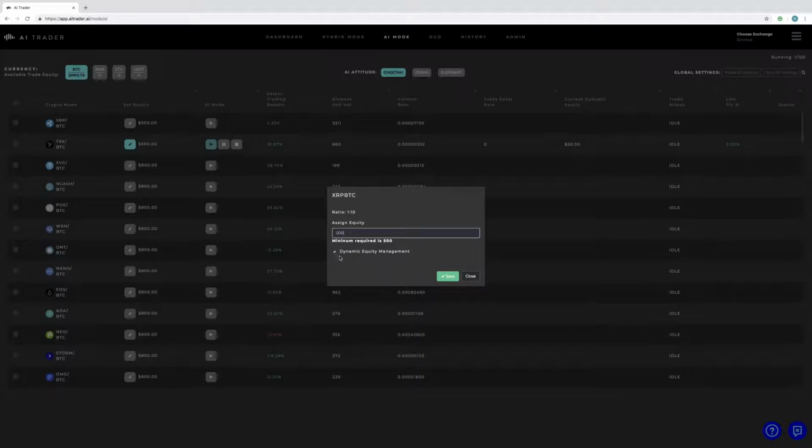So DEM is basically a protocol that we've developed into our algorithm, where if the AI makes consecutive losses, it goes back in with a higher amount to recover those losses, just as a human would, but with the help of machine learning. So you can click this and uncheck dynamic equity management, and you can trade with a minimum of $50. So you can trade with $200 if you like. Then you can just click save and off you go. But we recommend to use $500 minimum with a dynamic equity management, because that's how we've seen the best results.